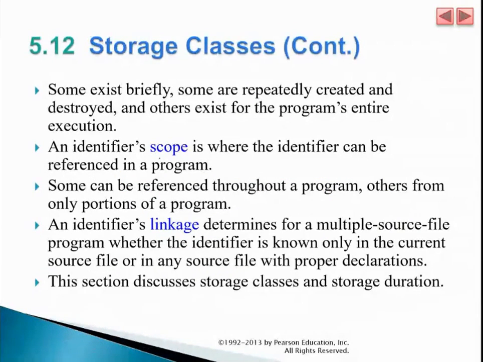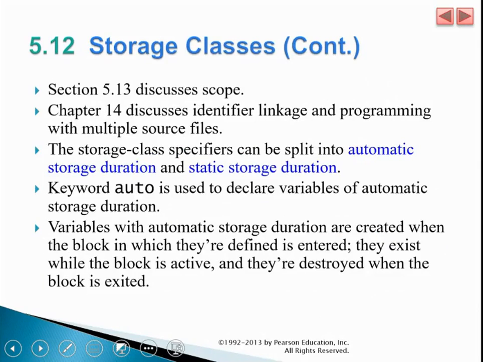Scope is whether the identifier can be referenced in the program. Some can be referenced throughout the program, whereas others can be referenced only in a small portion of the program. And linkage determines the use of this particular identifier in multiple source files, whether the identifier is known only in the current source file or in other source files as well. All right, so this is what is defined by storage class.